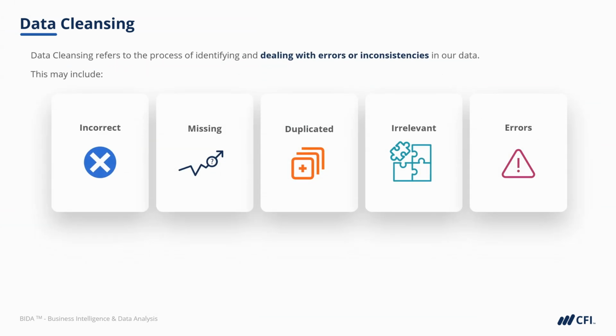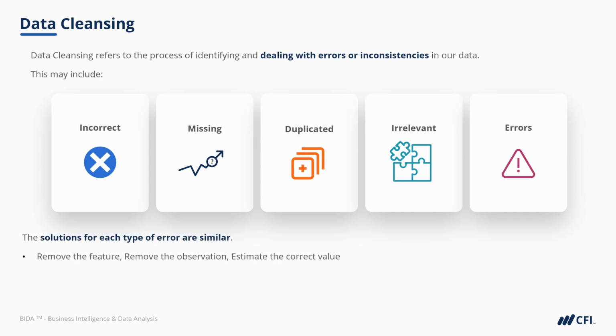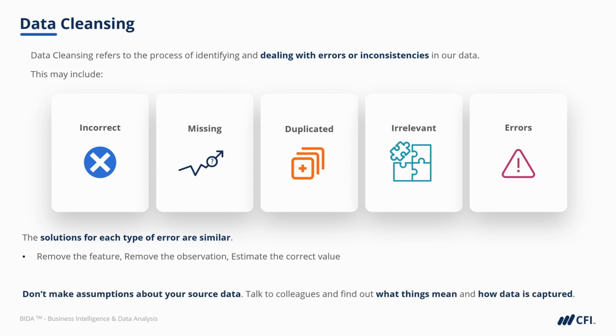So we've seen examples of various different types of erroneous or inconsistent data. But what we've seen is that the solutions to each of these are fairly similar, either removing the features, removing the observation, or estimating perhaps a correct value for that cell. And we've learnt an important lesson here, which is don't make assumptions about your source data. Talk to colleagues and find out what things mean exactly and how the data is captured. This will help make sure that your analysis is more representative of the real scenario.